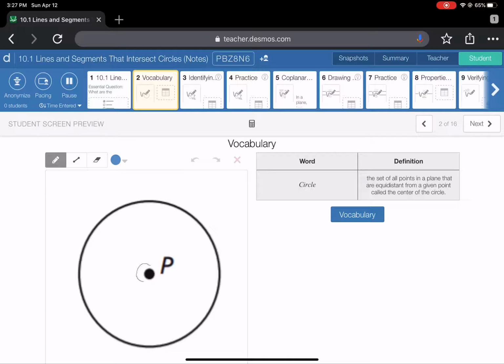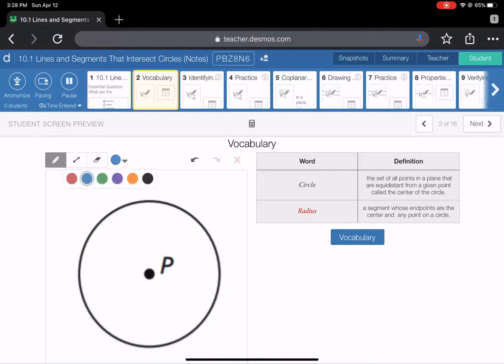So if this here is the center of our circle, all the points here on the circle are the same distance away from the center all the way around. And that's the definition of a circle. So let's keep that in mind. That's going to be very important for us to know. All the points on the circumference of the circle are the same distance away from the center.